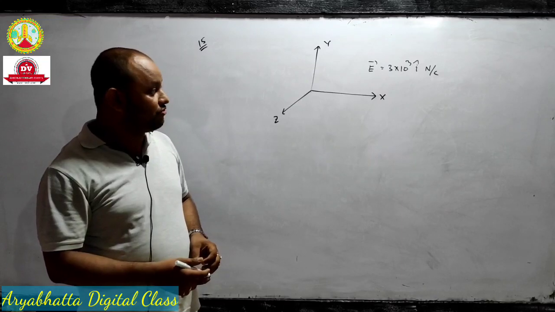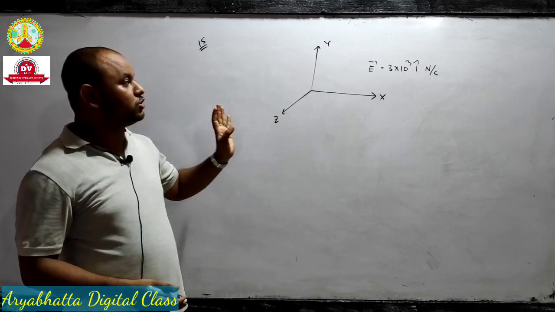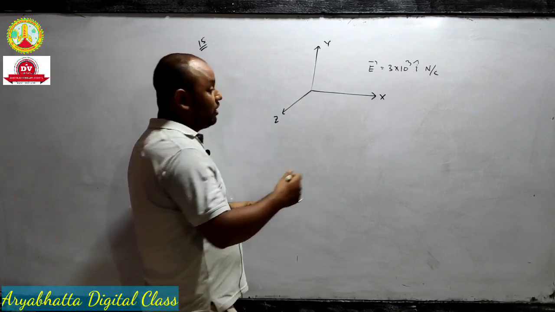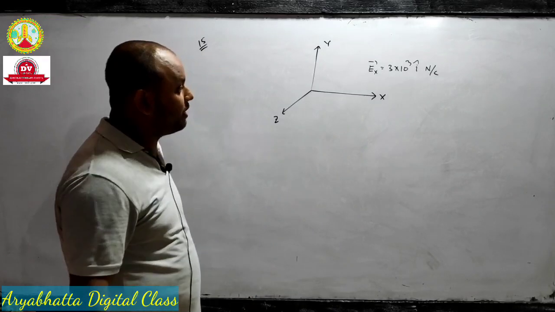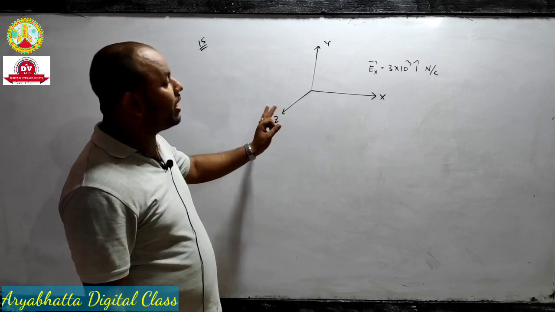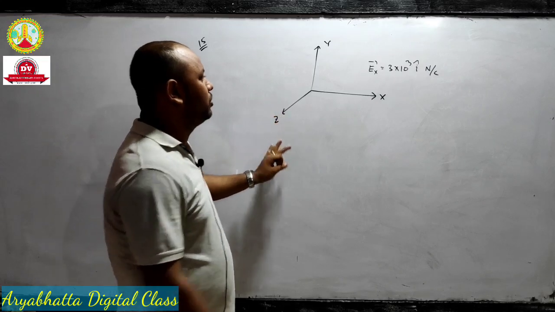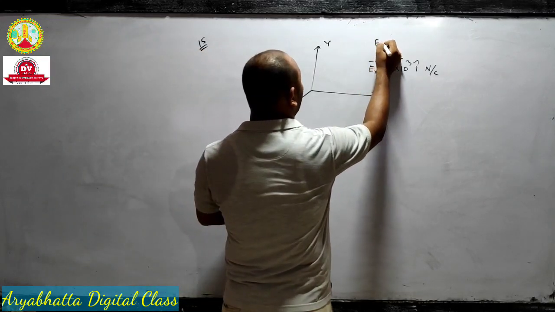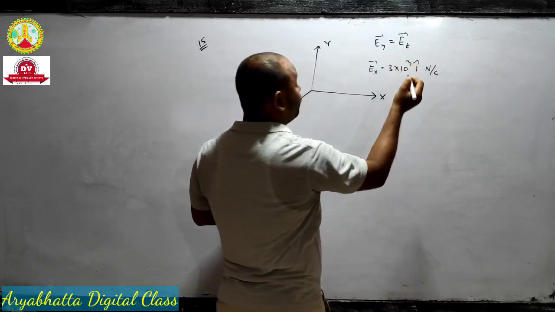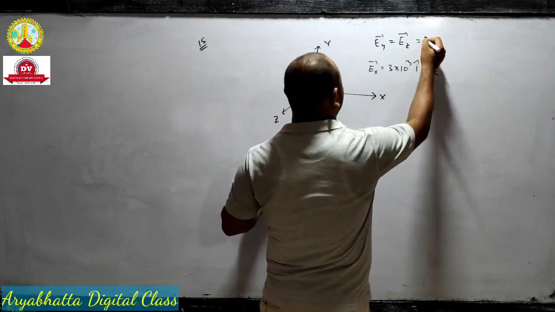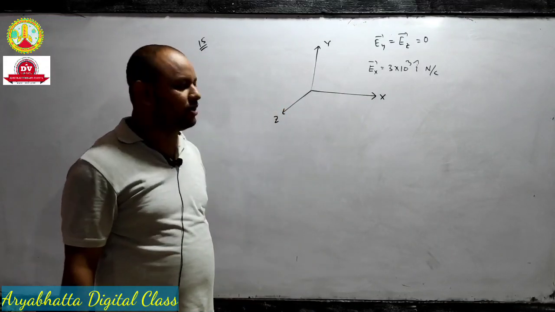That means the electric field has only x component. Along y and z direction, there is no electric field. The value of electric field along y and z direction is 0. So E_y and E_z, that is the electric field along y and z, is 0. That means along y and z direction there is no electric field.